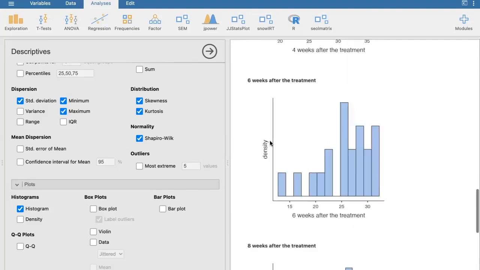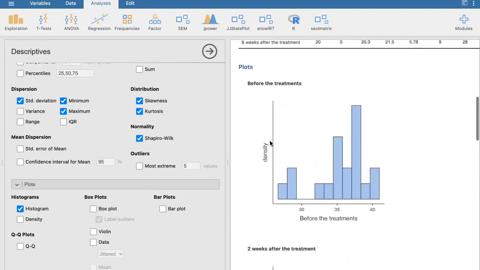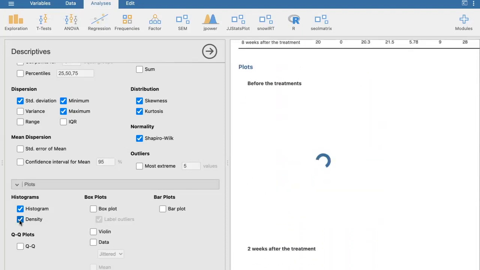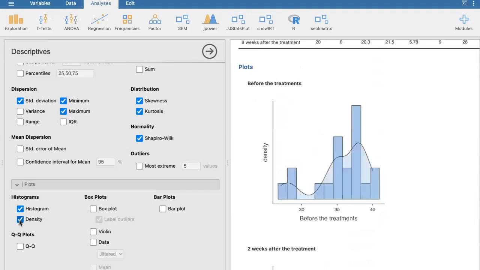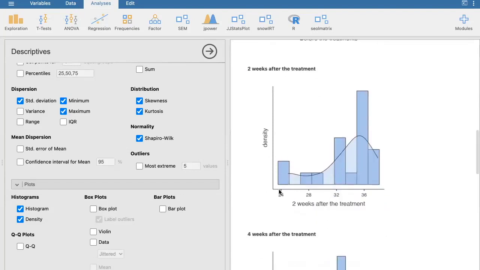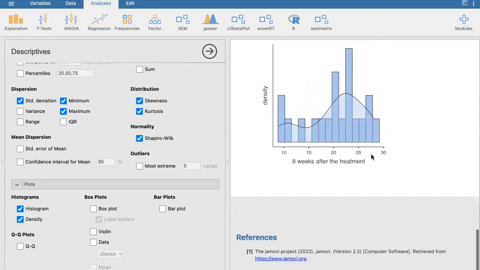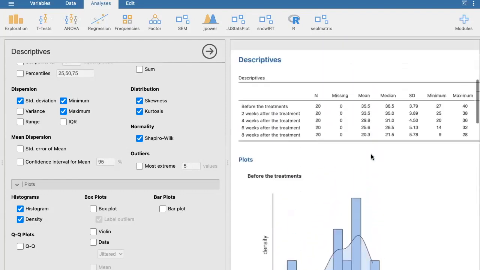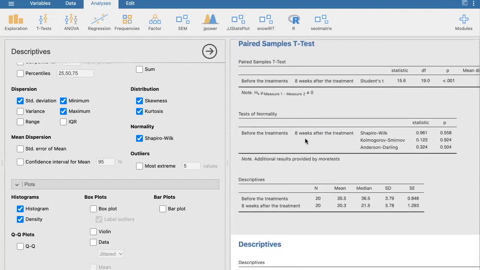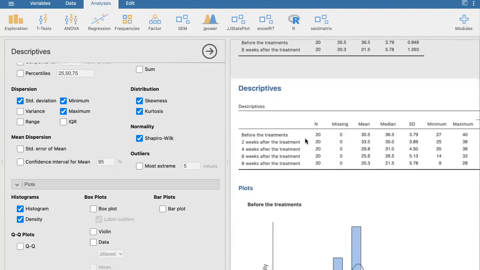So let's click on the density option as well to further observe this. Yeah, it is a bit skewed. You see, this one is skewed as well. Yeah, all of these are skewed when you visually inspect. So in that case, you can't directly go with the parametric option, but that's okay.